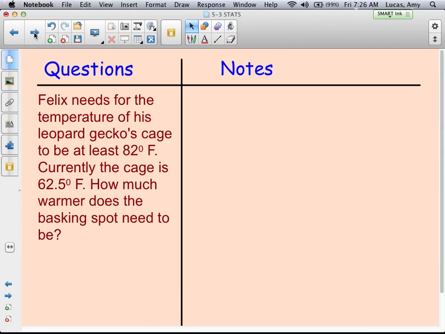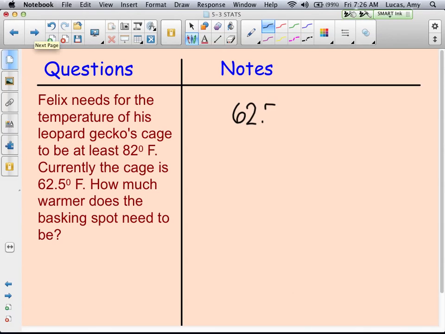Our first word problem. Felix needs for the temperature of his leopard gecko's cage to be at least 82 degrees. Currently the cage is 62.5 degrees Fahrenheit. How much warmer does the basking spot need to be? Okay, so right now it's at 62.5. And we need it to be at least, remember what we just said about at least. So if it's at the very least 82, that means greater than or equal to.